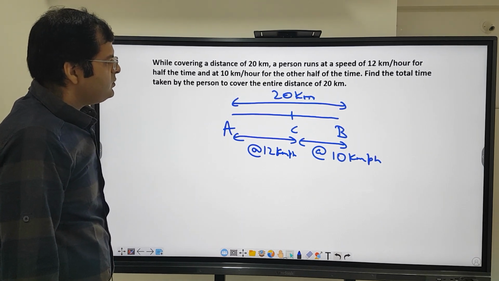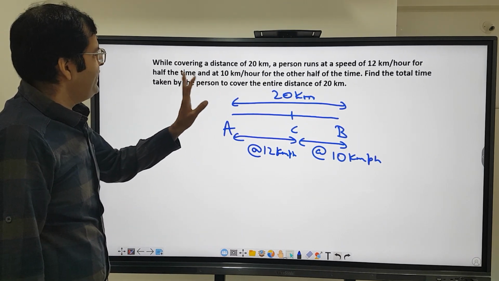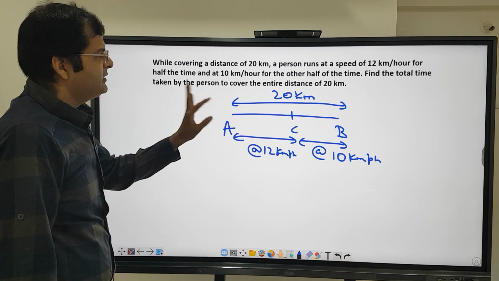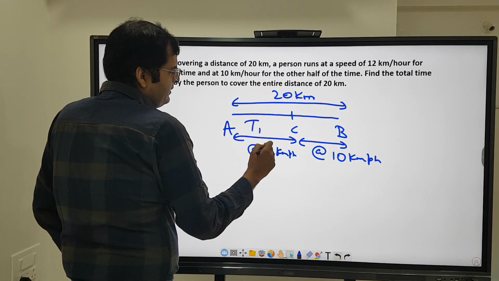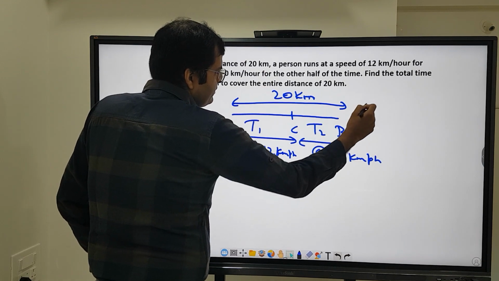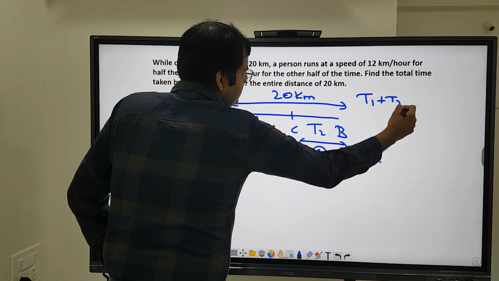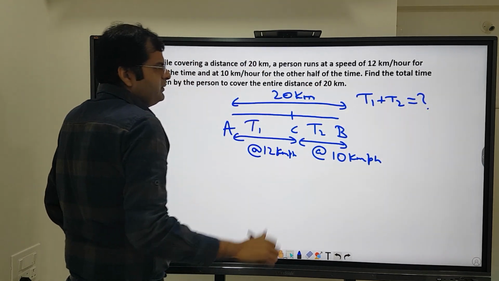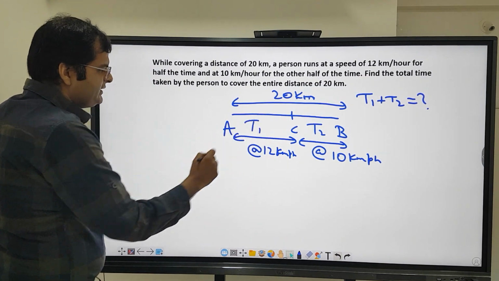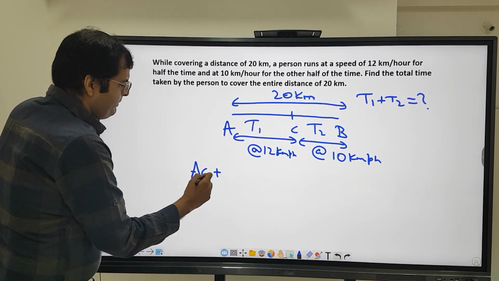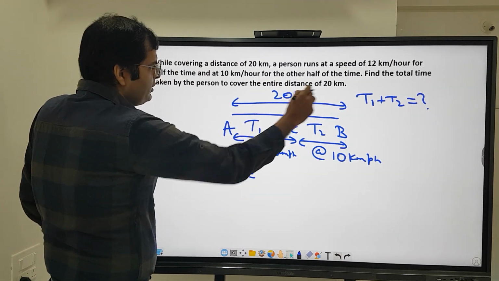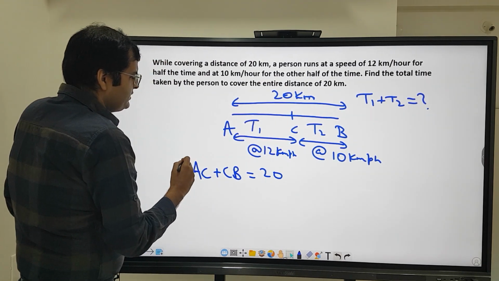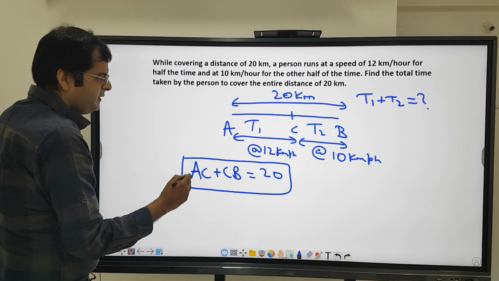Now we have to find the total time that is taken by the person to cover the entire distance. So A to C, let the time be T1, C to B, let the time be T2. We have to find T1 plus T2. That is what we have to do. We know that AC plus CB should be equal to the total distance, which is 20. So this is an equation we know already.